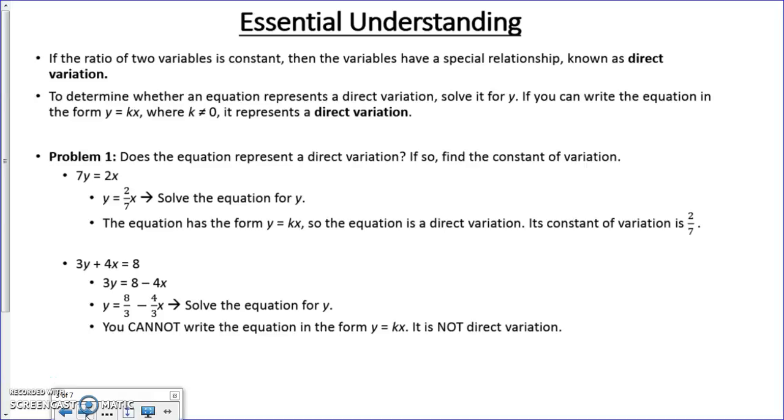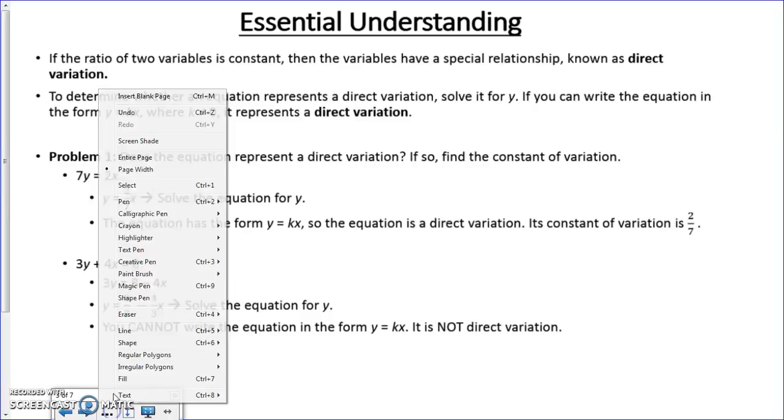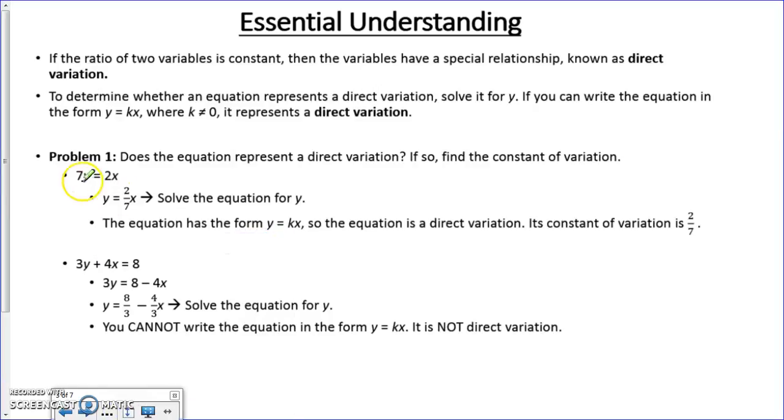Problem number 1. Does the equation represent a direct variation, and if so, find the constant of variation? 7y equals 2x. To determine if this is direct variation, we have to solve it for y. We simply divide both sides by 7, and we get the equation y equals 2 over 7x. The equation has the form y equals kx, so the equation is a direct variation, and the constant of variation is 2 over 7. Let's look at 3y plus 4x equals 8.